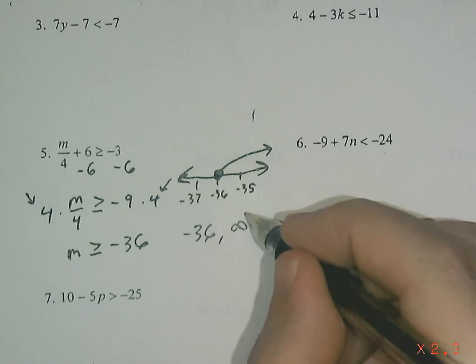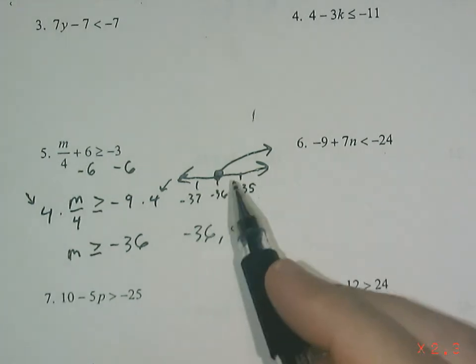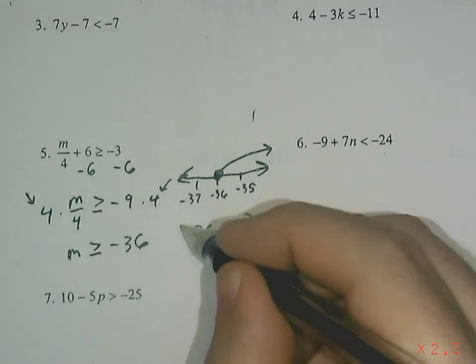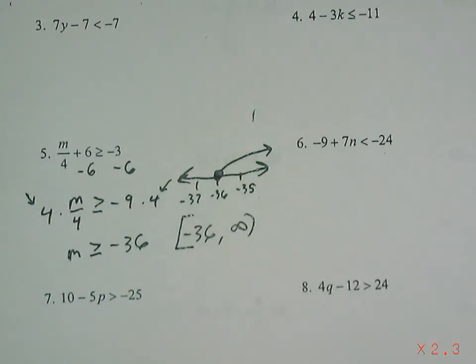Okay. Infinity always has a parenthesis. Negative 36. Does it equal? Yes. So we're going to use a bracket. And that would be my answer. And that's basically all you're doing for the two steps.